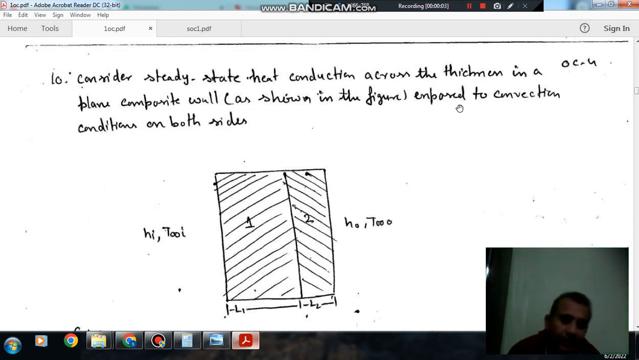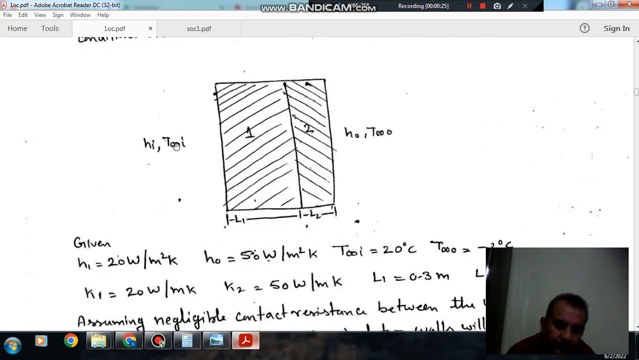Hello, welcome again. We are solving some questions of heat transfer. The topic is one dimensional conduction heat transfer. Question number 10: consider steady state conduction across the thickness in a plane composite wall as shown in the figure, exposed to convection condition on both sides.